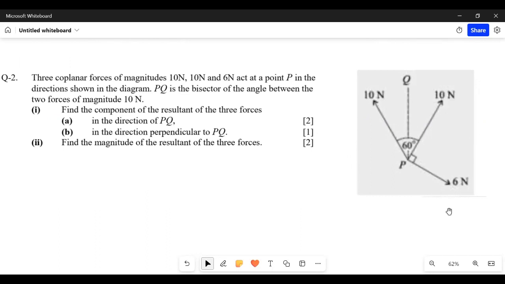Three coplanar forces of magnitude 10, 10, 6 act at a point P in the direction shown in the diagram. PQ is the bisector of the angle between the two forces of magnitude 10 Newton. PQ is the angle bisector, meaning this is going to be 30 and this is going to be 30.